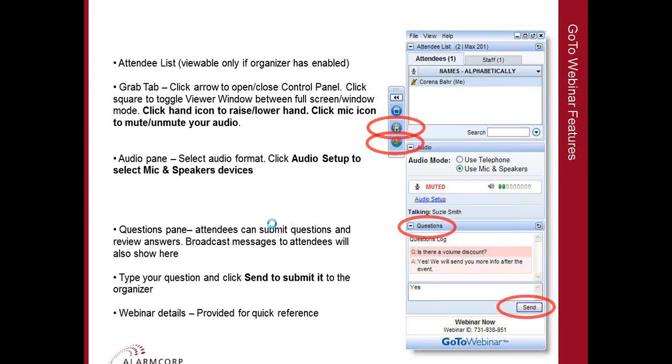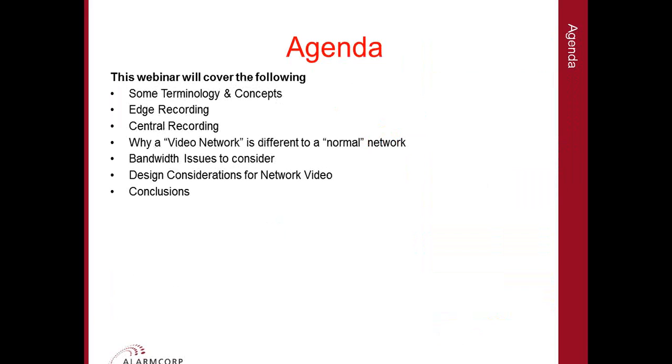Today's topic is network video, or network video systems design. We will be covering some of the following: a bit of terminology and concepts just to get everybody clear, specifically edge recording and central recording, why a video network is different to a normal TCP/IP network, some of the bandwidth issues to consider, some other design considerations, and finally some conclusions. Okay, let's get started.